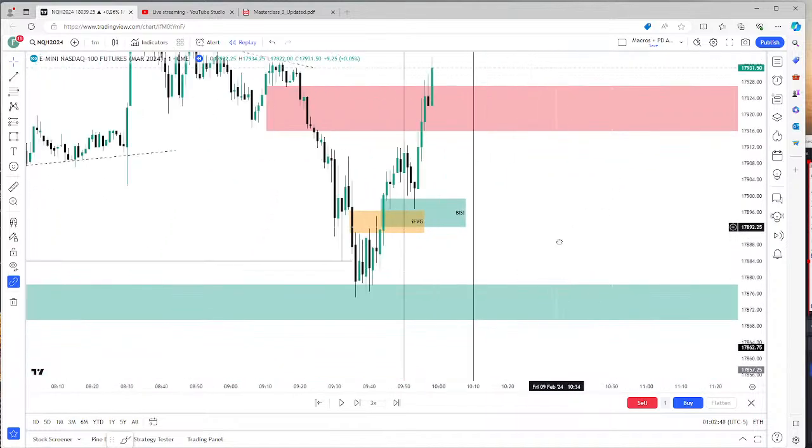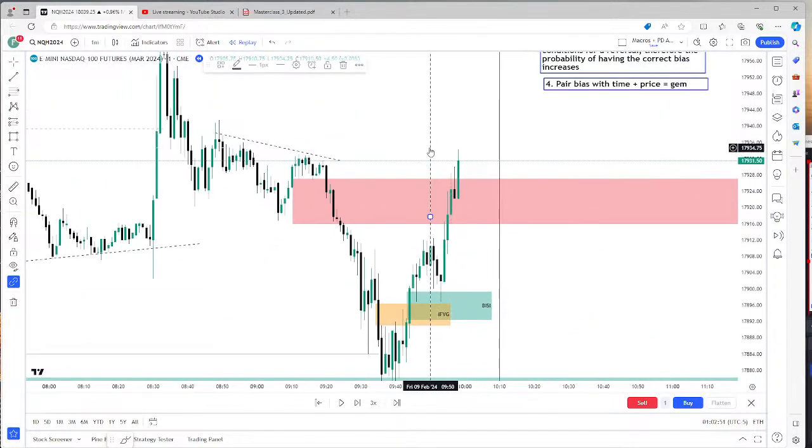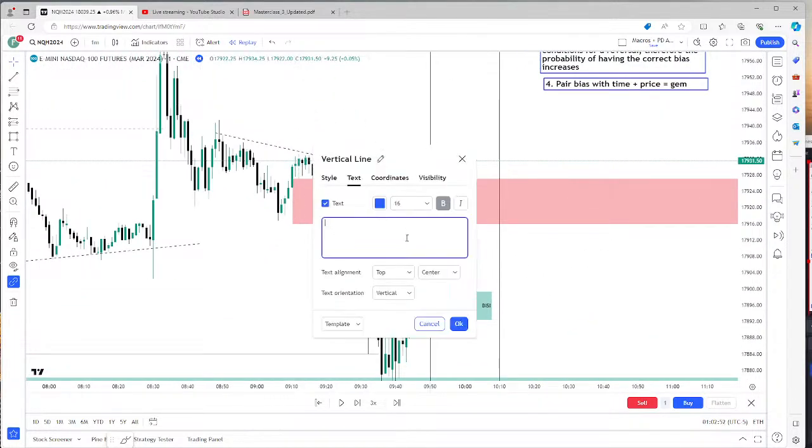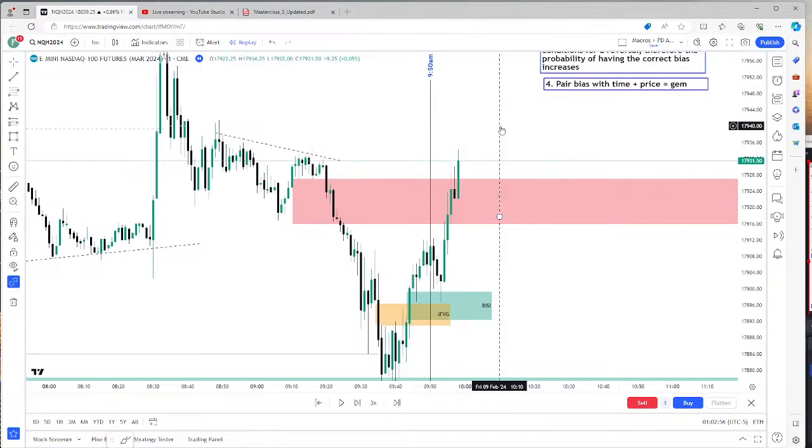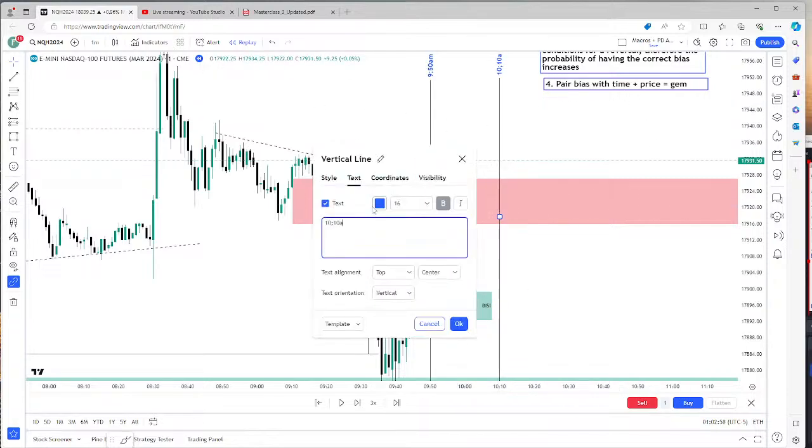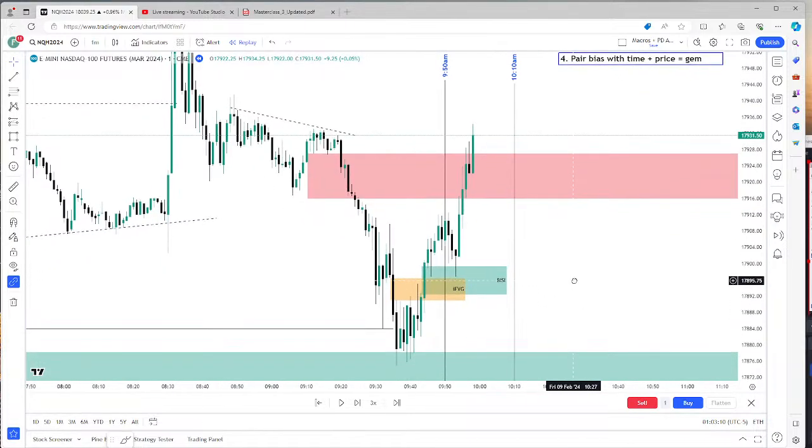I mean using macros, using silver bullet. And let me just mark this out. This is 9:50 a.m. here, and this is 10:10 a.m. here, right? So 9:50 and 10:10. Now, all a macro is, for those that are new, it's just a period of time where the market or the algorithm should do something important. So it's either going to raid liquidity, provide an entry to do something, or it's going to run towards liquidity.